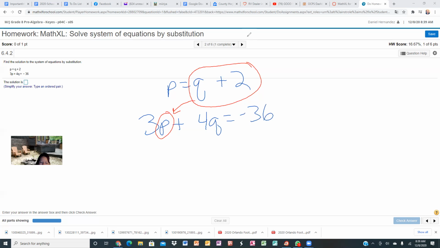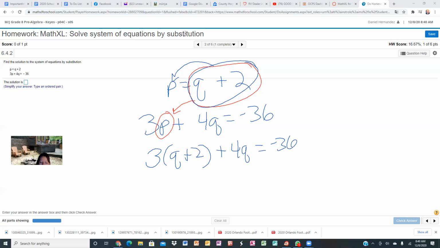This P goes away, and what's going to go in its spot? Q plus 2. So this whole thing equals P, so I can put it in the spot where P is. So it's going to be 3, instead of P, it's going to be Q plus 2, plus 4Q equals negative 36.